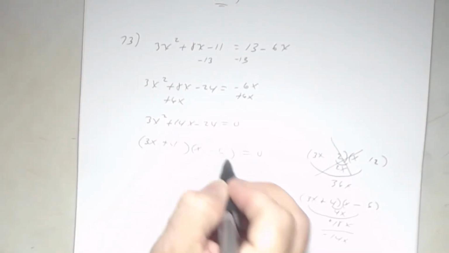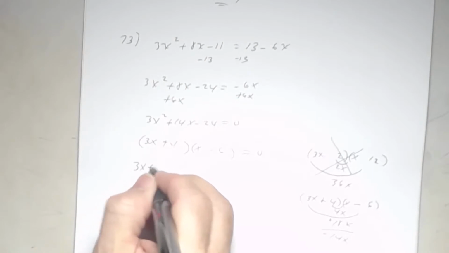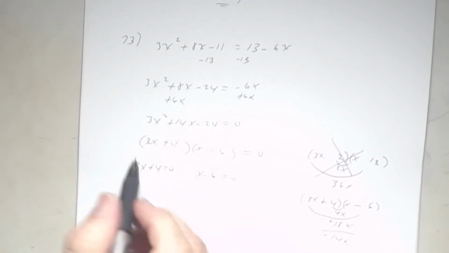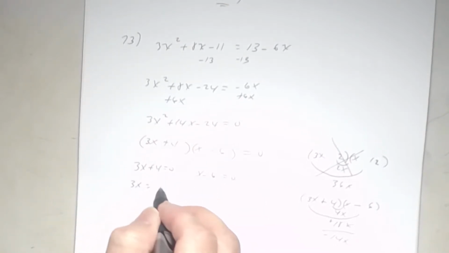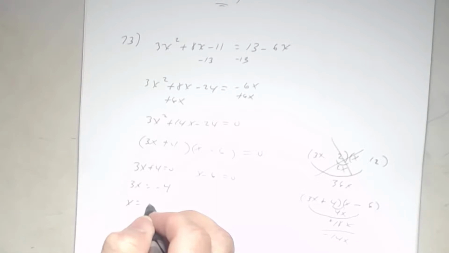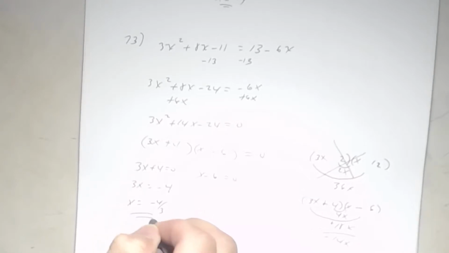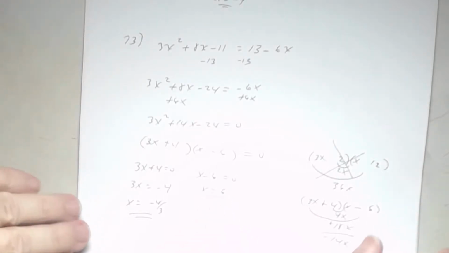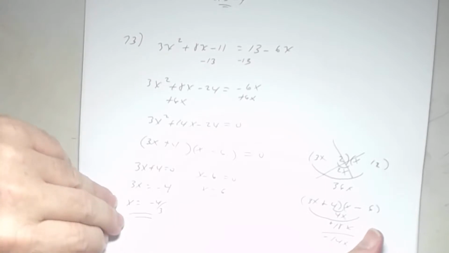All right, and so this is 3x plus 4, x minus 6 equals 0. So what's the next step? Zero factor property. So I set each one equal to 0. All right, so I went from a quadratic to two linear. So 3x equals negative 4. So that means x is equal to what? Negative 4 thirds. Over here, what's x? 6. Alrighty then. All right, 71.